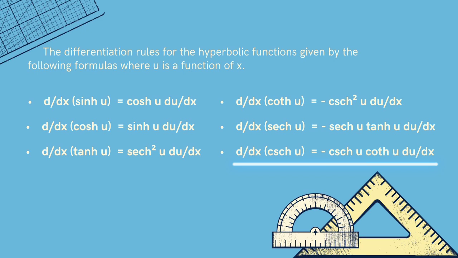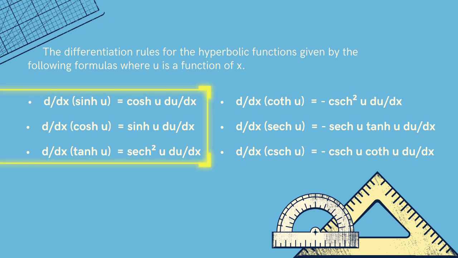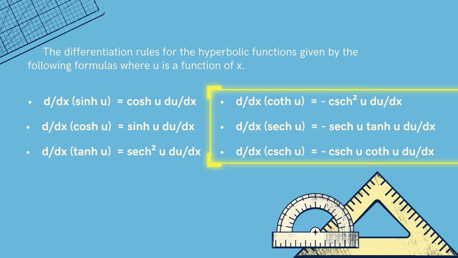So, for you to remember, guys, the formulas of differentiation of hyperbolic functions, just remember the 3 basic trig functions, which are sine, cosine, and tangent. Those three have positive derivatives in hyperbolic functions. Then, the reciprocals, which are cotangent, secant, and cosecant, are negative in the differentiation of hyperbolic functions.